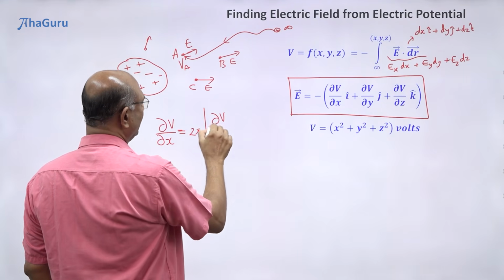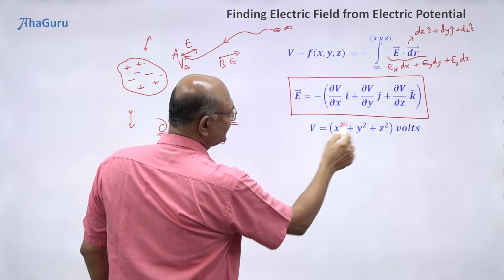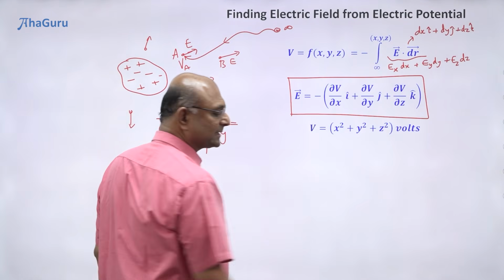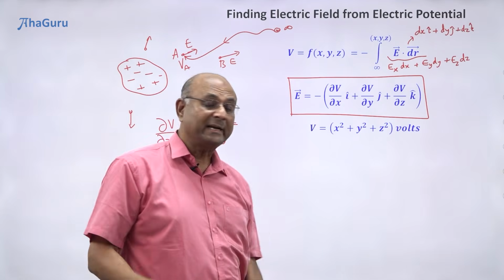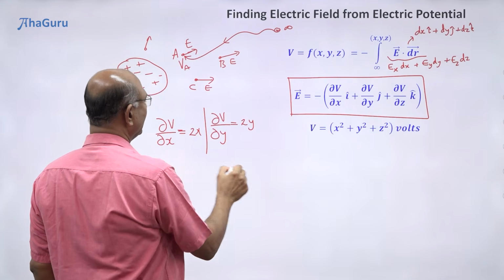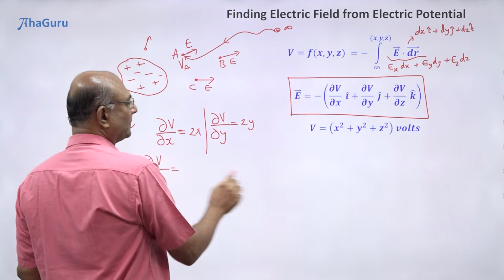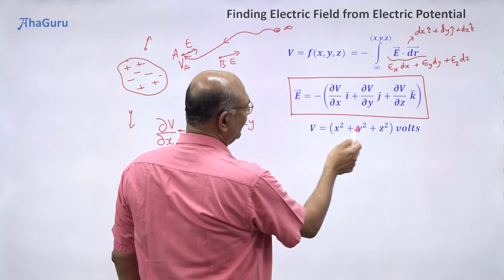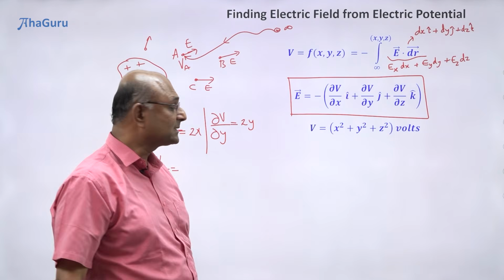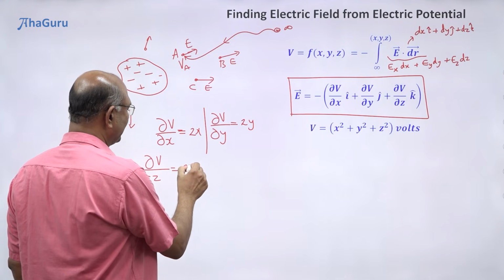Similarly, dou v by dou y. Well, that means you keep x and z constant. So this differentiation, 0. Differentiating y square with respect to y, 2y. Same way, dou v by dou z. Differentiate keeping x and y constant, you're differentiating with respect to z. So z square with respect to z, that will give you 2z.